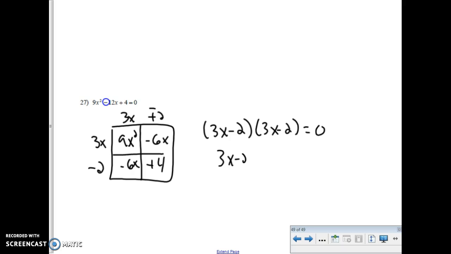So I'm going to set both of these equal to 0. I'm going to add 2. So I got 3x equals 2. X turns out to be 2/3.